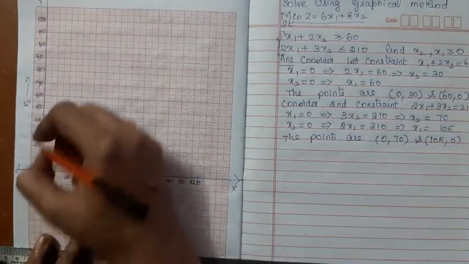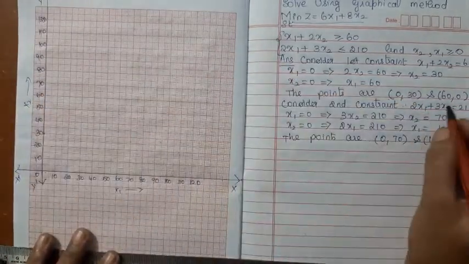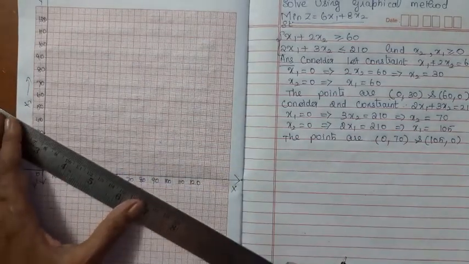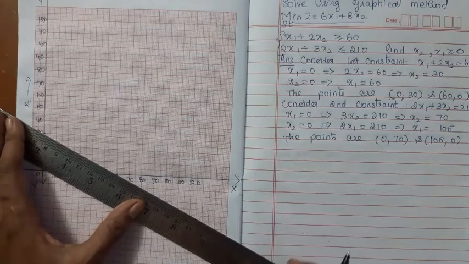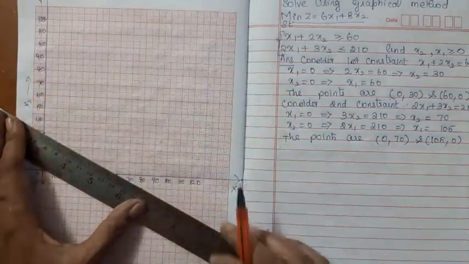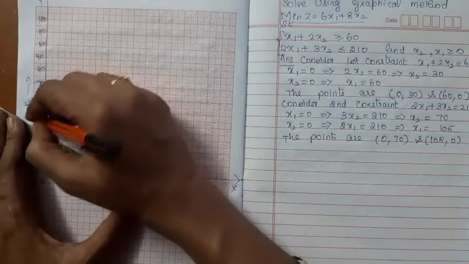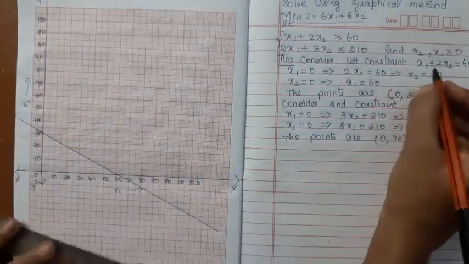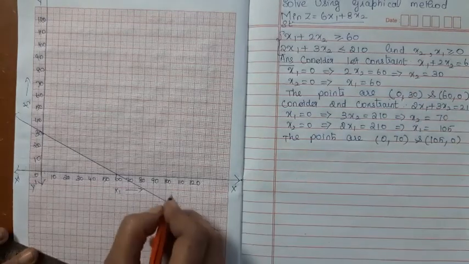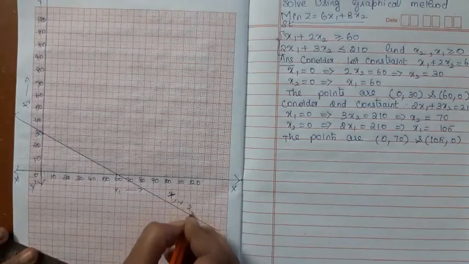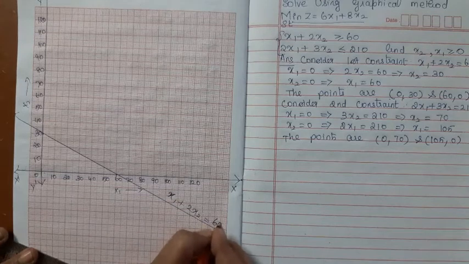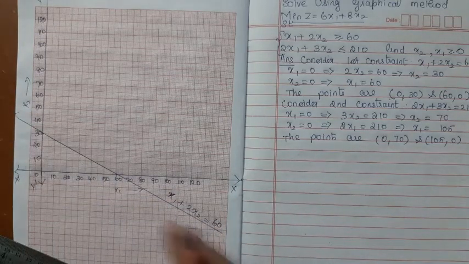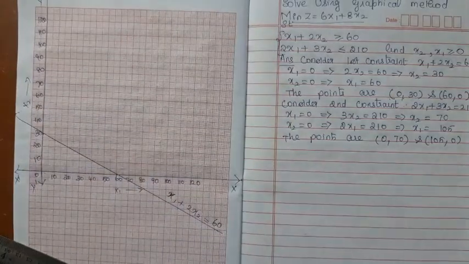0 comma 30 is this point, 60 comma 0 is this point. So these 2 points are joined by means of a straight line, and you write the equation on this straight line. Your equation is x1 plus 2x2 equal to 60, right? See, this line divides your graph into two parts, one region above the line and one region below the line.